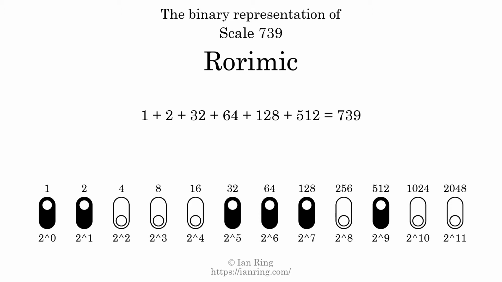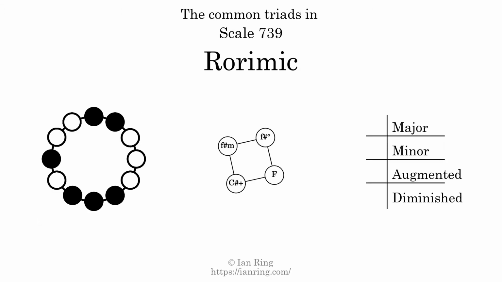The scale number not only enumerates the scale with a unique index, but it also literally describes the tonal content of the scale. Represented as a binary number in base 2, the scale number is 001011100011. Here are the common triads present in this scale.